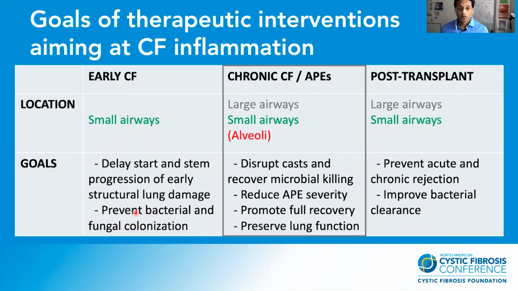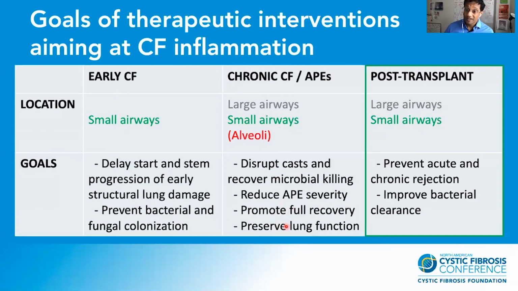Once disease has progressed in older children and adults, in the small airways and the large airways, what we want to do is disrupt the casts that are made of neutrophils that are surrounding bacteria but not killing them. We want to restore killing. We want to reduce the severity of the acute episodes, and promote full recovery after them. Over the long run, this is going to preserve lung function. In the context of transplant, we also want to control inflammation so we can prevent rejection and prevent infection of the grafts.